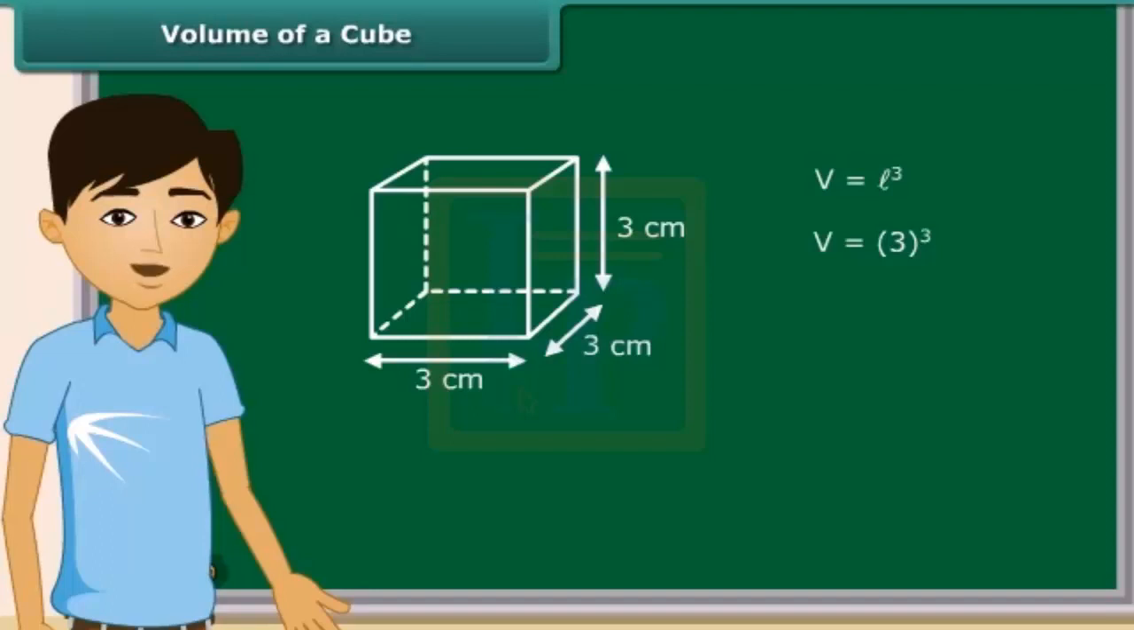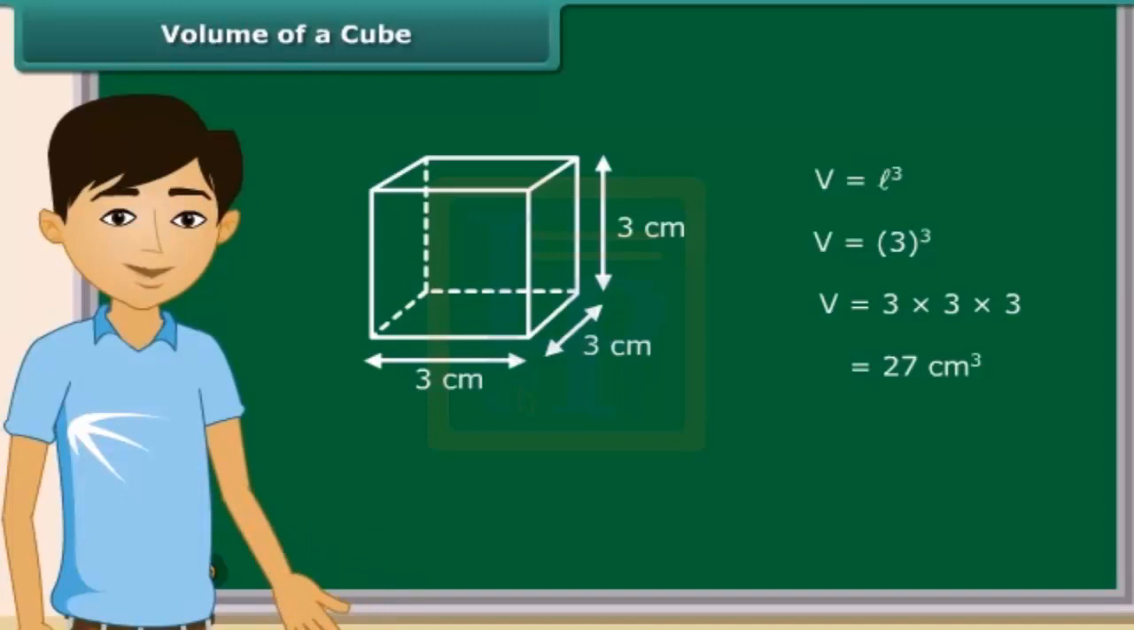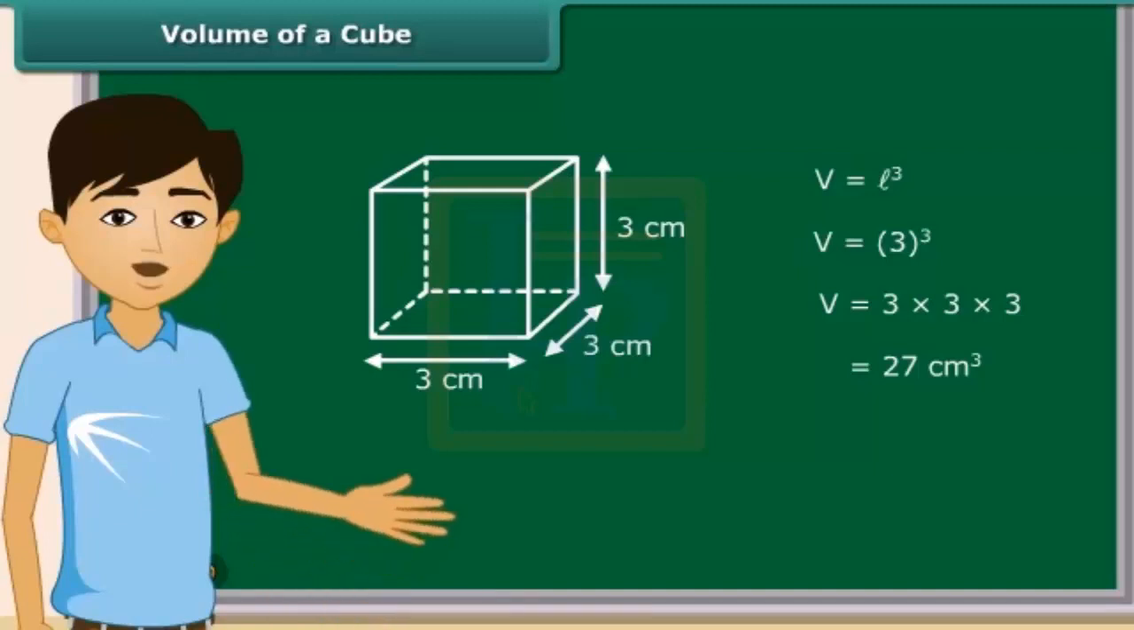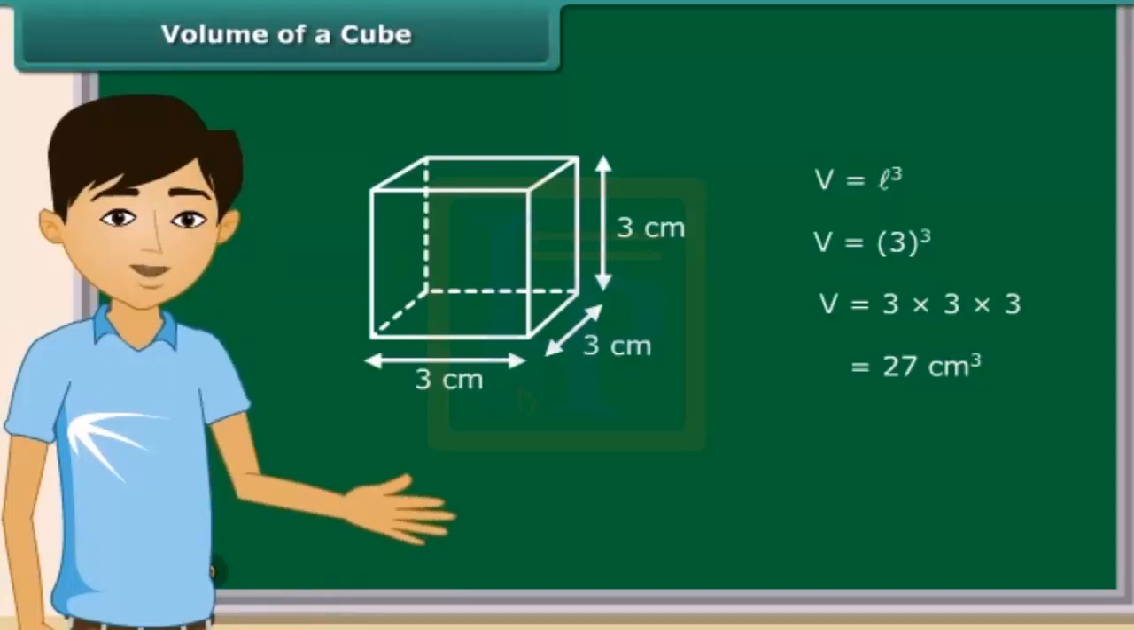Next, 3 to the power of 3 is equal to 3 multiplied by 3 multiplied by 3. This gives 27. Let's write it here. Since the unit for the length is in centimeter, the unit for the volume will be cubic centimeter. Hence, the volume of this cube is 27 cubic centimeters. So children, now you can also work on similar problems in this way.